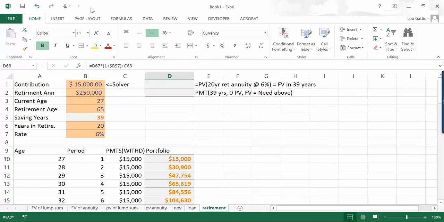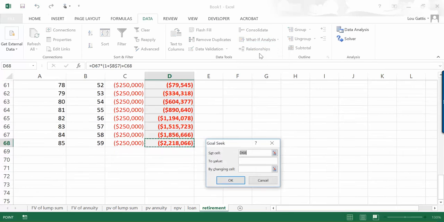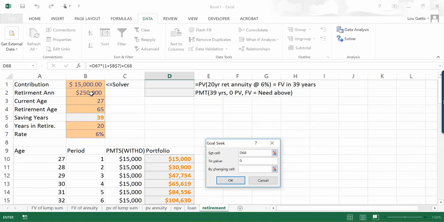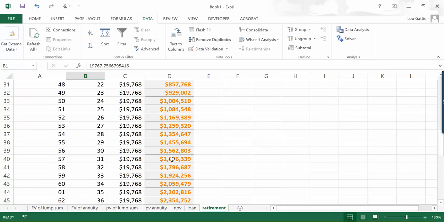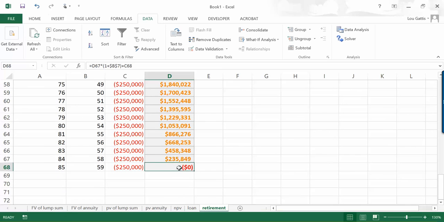So what I can do is a little goal seek. Data, what if, goal seek. Let me make sure I end with a value of 0. In other words, I just want to have just enough money that it was perfectly enough to save. So I want to set that ending balance to 0 by changing my contribution. And looks like if I put $19,767 every year into this account, I'll wind up with $2.8 million, which will exactly be enough to fund my retirement of $250,000 a year.